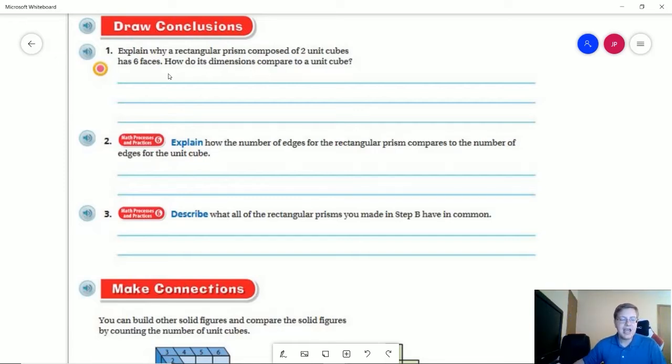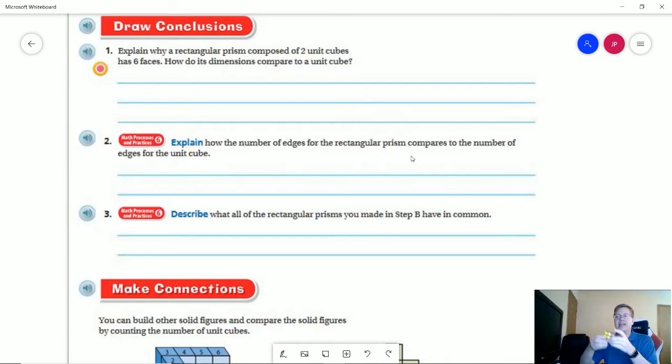And so as we extend that out, we are not going to retain the exact same dimensions as a unit cube, and that's why we have the different number combinations. So for number 2, explain how the edges compare. The number of edges are going to stay exactly the same.